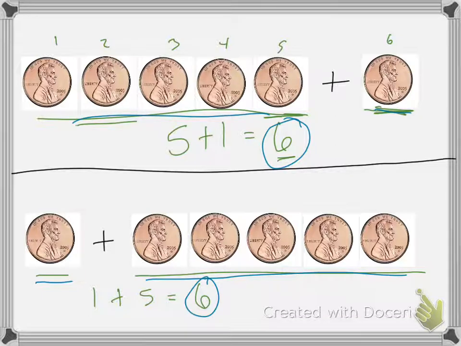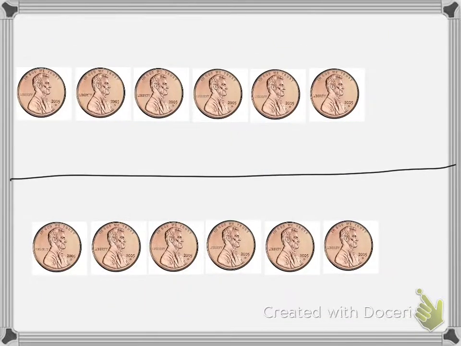Okay. So what if I took 1 penny away? So we have 6 pennies here, and I'm going to take 1 away. Okay. So what happened? Well, I would say that I started with 6 pennies, and then I took 1 away, so minus 1. And now, how many do I have? I have 1, 2, 3, 4, 5. So now I have 5 pennies left over.